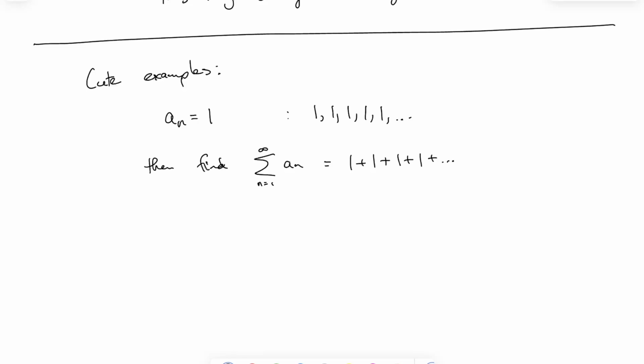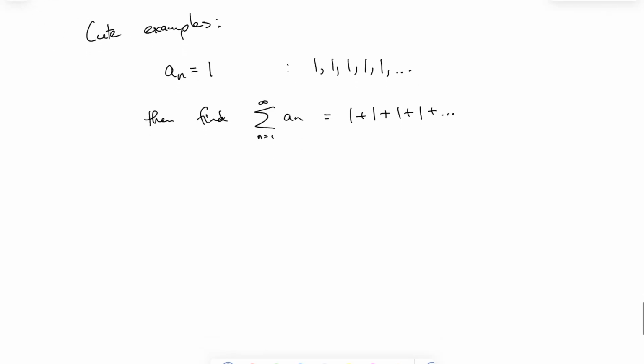The answer is it diverges. This is not a surprise, I hope. You cannot just add 1 over and over forever and get a real answer. But can we just verify that this actually diverges? How do we do it? The definition of the series is in terms of the partial sums. So S1 would be just 1. S2 means you add up the first 2. S3 means you add up the first 3. S4 means you add up the first 4, and so on.